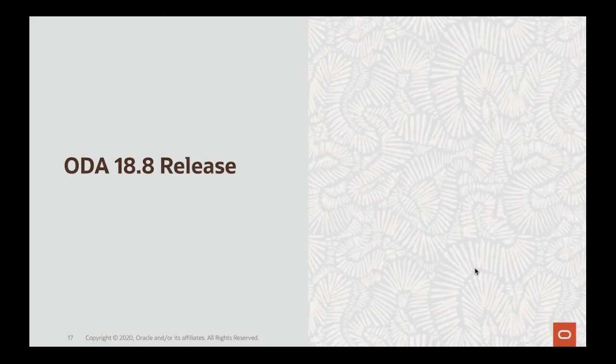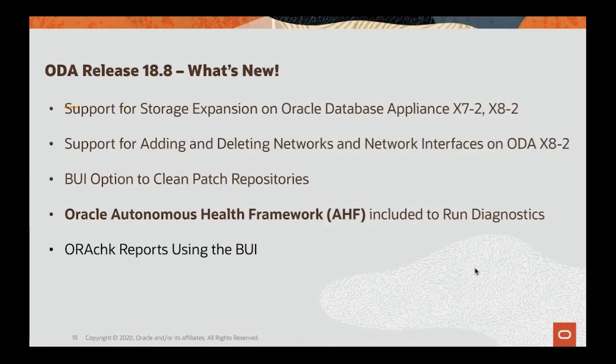So let's move on to our latest release, 18.8. That's coming out, like I say, imminently, and so it's in the final stage of release. And so what's new in this release? So we're going to support storage expansion for both X7 and X8. And then we're going to allow adding and deleting network and network interfaces on the X8-2.